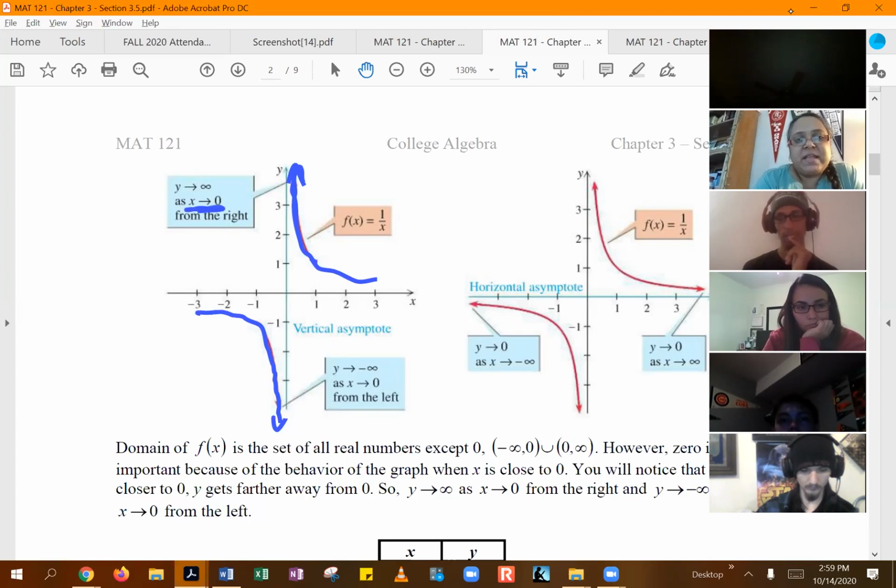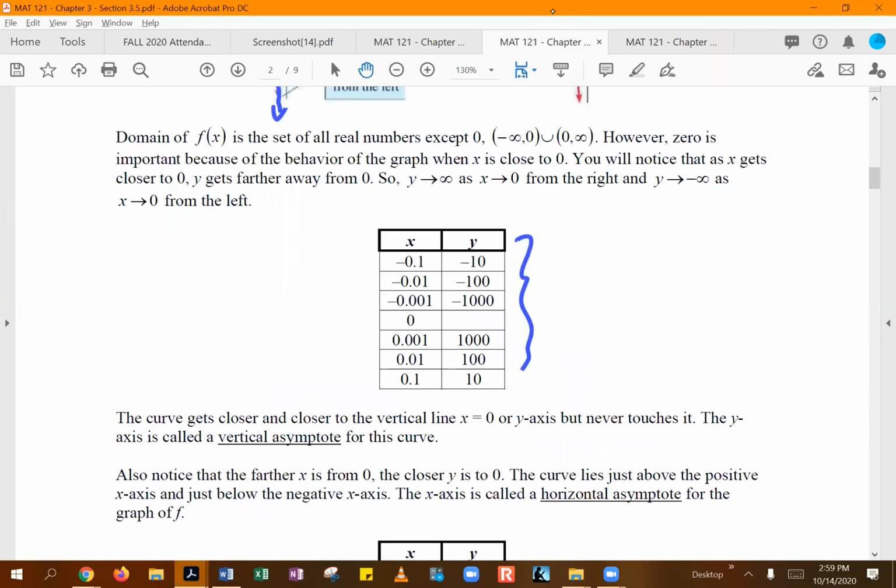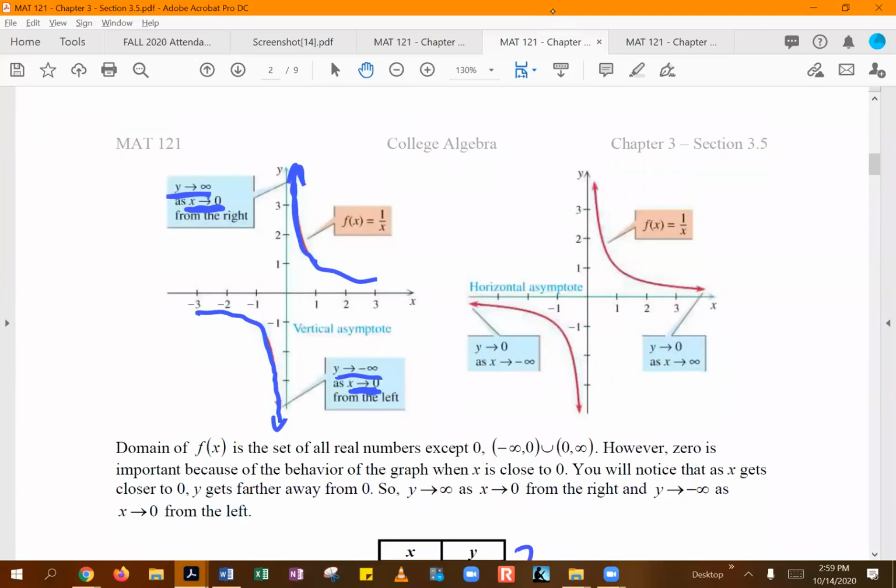As my x value is getting closer to 0, that y value is heading up to positive infinity from the right-hand side. And as my x is getting closer to 0 from the left, the y is getting closer to negative infinity. And you will notice that even if we put this in a table format, you can see how our x values are getting closer and closer to 0. But since this is coming from the negative side, our y values are getting closer to negative infinity. From the positive side, the right-hand side, as our x values are getting closer to 0, our y values are heading towards infinity. So this is what happens with the vertical asymptote.